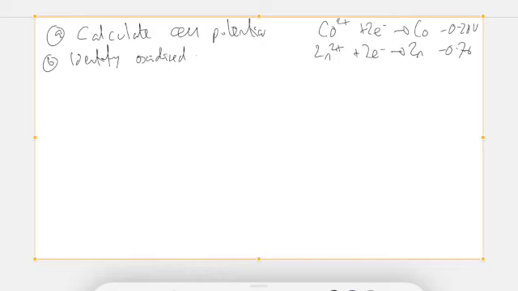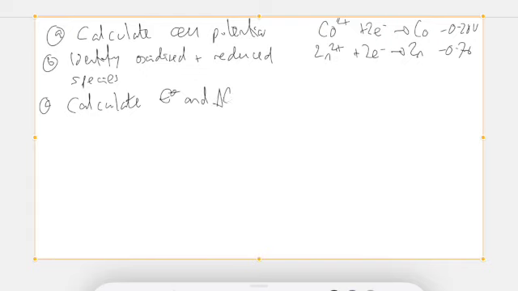So we want the standard cell potential, and the question's also asking what's oxidized and what's reduced. I love the word species, that's great. Aliquot's a current favorite at the moment, but that's irrelevant to this video, so let's continue. So calculate E0 and delta G. Great, that fits in with the purposes of this video.